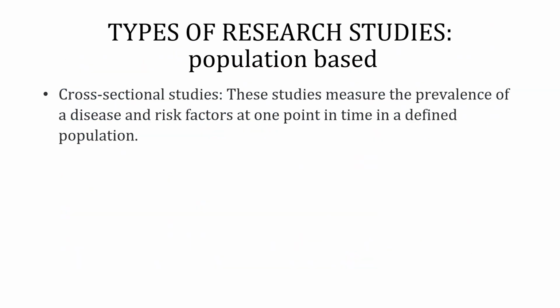Another method for conducting population-based research is to measure the prevalence of a disease and risk factors at one point in time in a defined population. So as you can see, the time reference is very critical in designing research, in conducting research, as well as in reporting research.